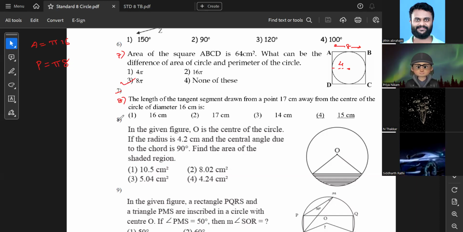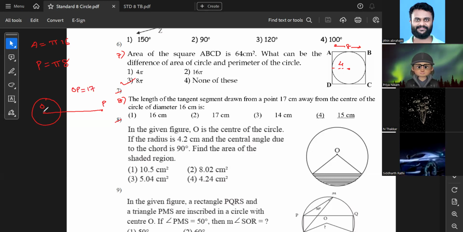Eighth question. The length of the tangent segment drawn from a point 17 centimeter away from the center of a circle of diameter 16 is how much? So first of all, this is a circle. This is a point which is 17 centimeter away from the center of the circle. So this is the center. Let me call this point as point O, let me call this as P. So they have given OP is equal to 17.